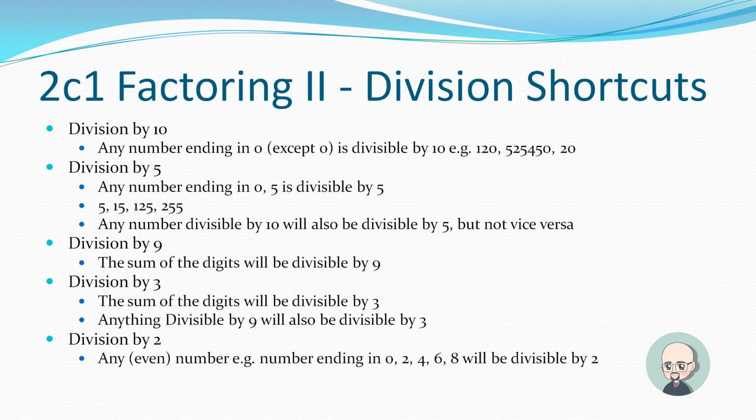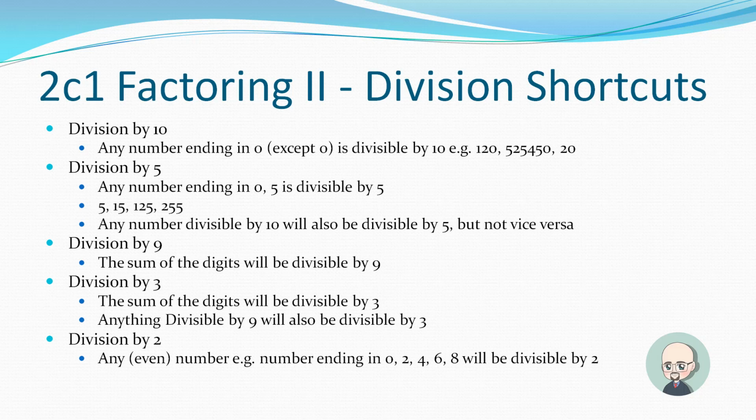Division by 5 would be any number ending in 0 or 5. That would be divisible by 5. So 5 would be a factor. 5, 15, 125, 255. Any number divisible by 10 will also be divisible by 5, but not vice versa. So anything that's divisible by 10, anything you can divide 10 into, 5 you can also be divided into. But not necessarily everything divisible by 5 is divisible by 10.